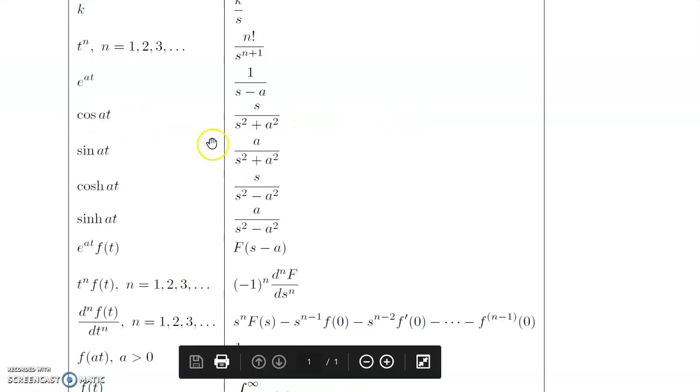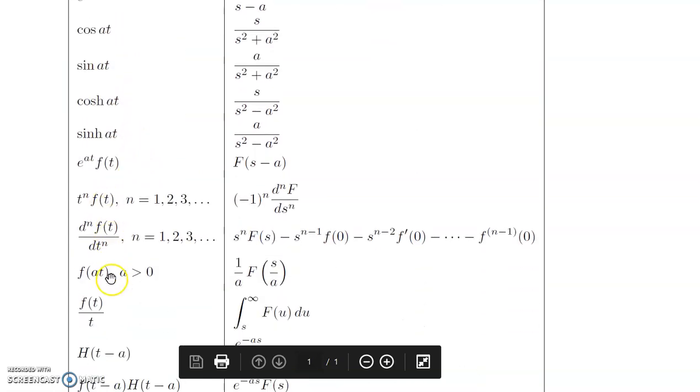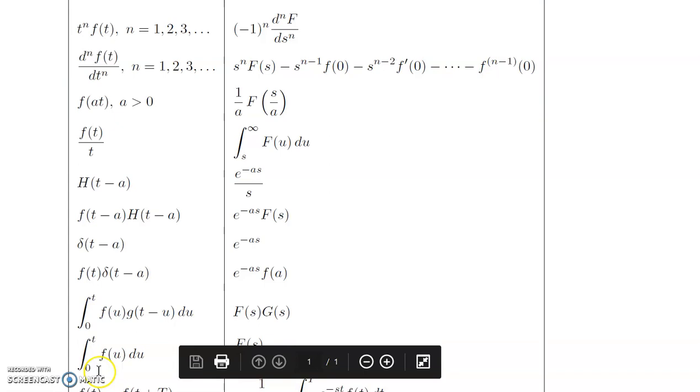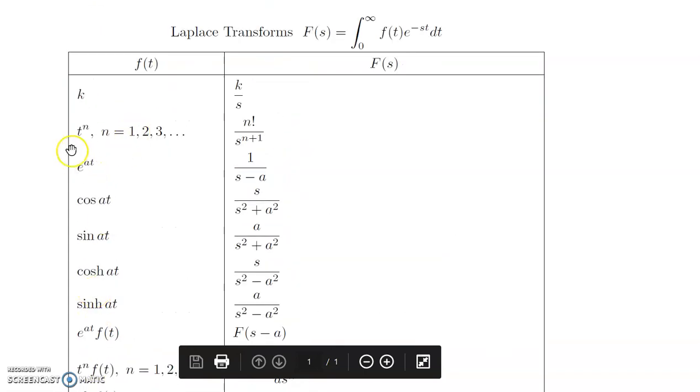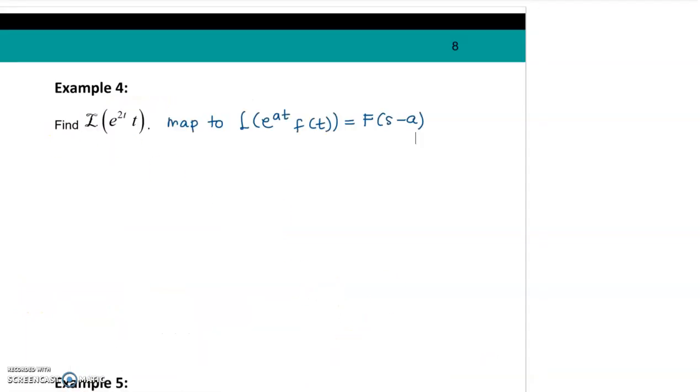Okay, so if we refer to the table, on the left-hand side, you find where the exponent is. Do you have the exponent? Okay, so you have an exponent here, and another exponent here. We need to refer to this one because in the problem we have an exponent multiplied with another term or another function, so it is actually in this form. So we need to map to this one instead of this.